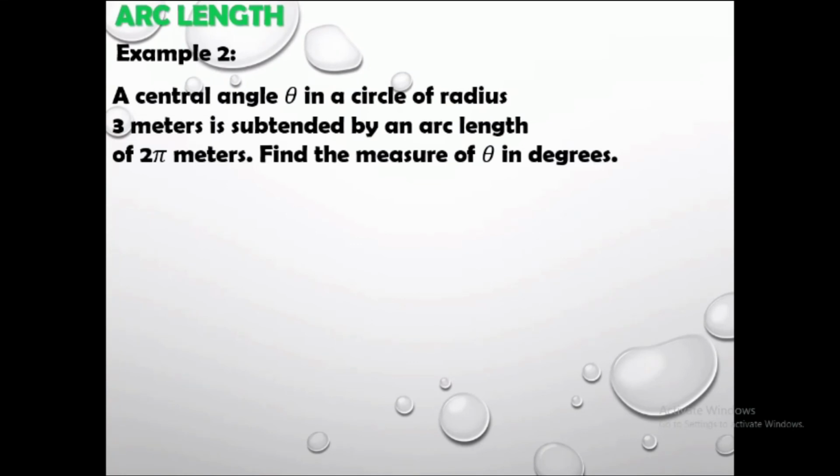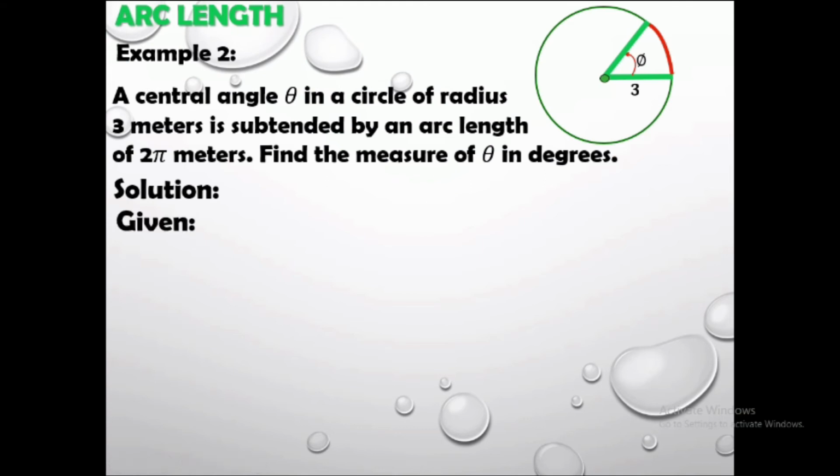Example number 2. A central angle theta in a circle of radius 3 meters is subtended by an arc length of 2 pi meters. Find the measure of theta in degrees. So, what are the given in the problem? We have radius equals 3 meters and the arc length is 2 pi meters.